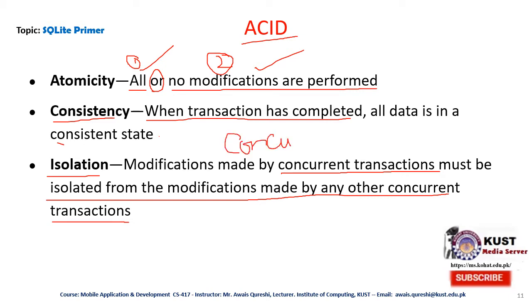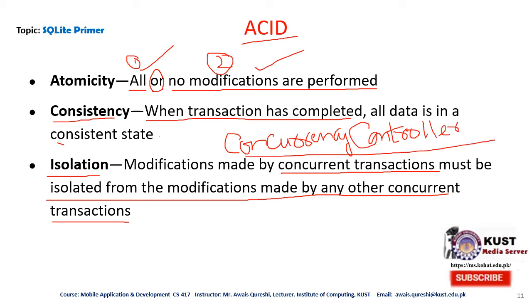Let me write this so that it is more clear. The concurrency controller in database management systems is what controls this concurrency, or concurrent transactions. Modifications made by concurrent transactions must be isolated from the modifications made by any other concurrent transactions.